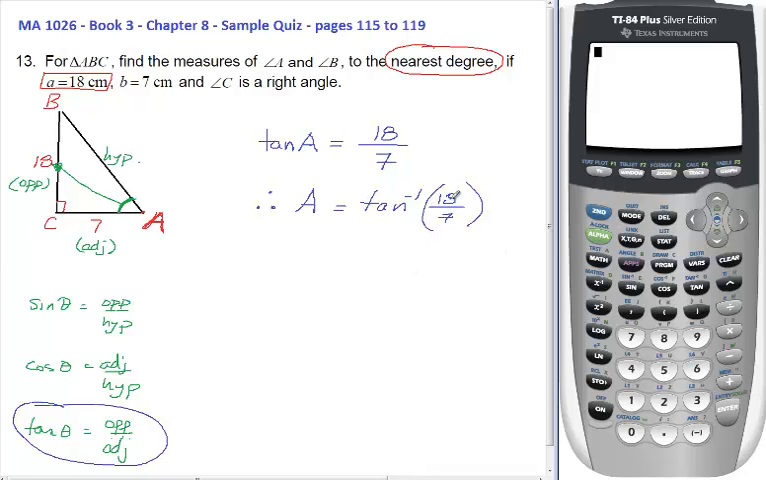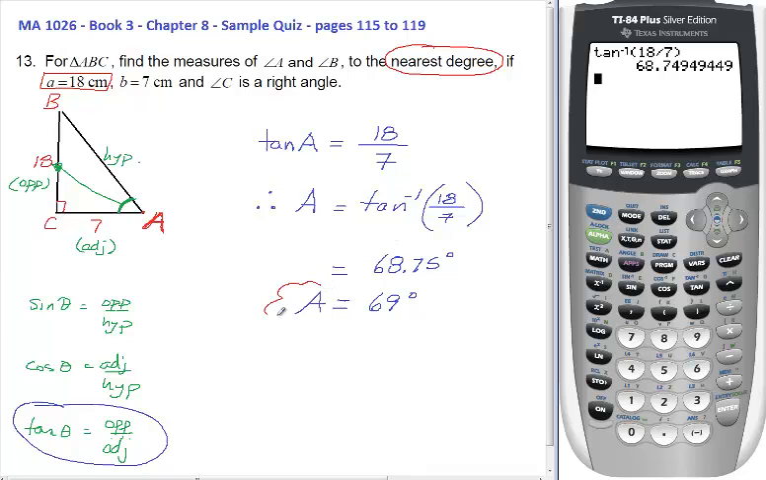So that's all we do. We plug that into our calculator. Go inverse tan, which is above tan. It's the blue one, so hit the blue button first, and make sure tan to the -1 pops up, which is inverse tan or arctan, whichever way you want to say it. Then put in your ratio, 18 divided by 7, close bracket, enter. So it's 68.75 degrees. Now remember your instructions: round to the nearest degree. So that's going to be 69 degrees. Angle A is 69 degrees.